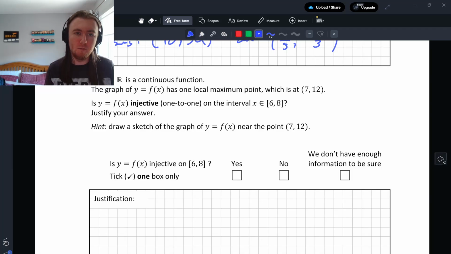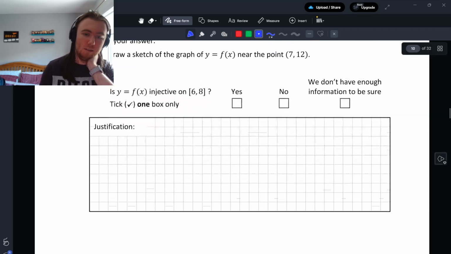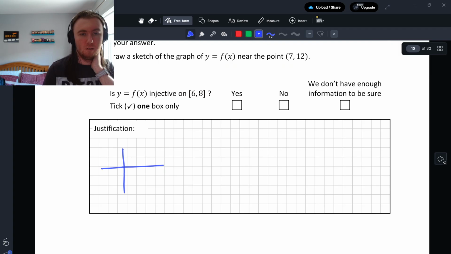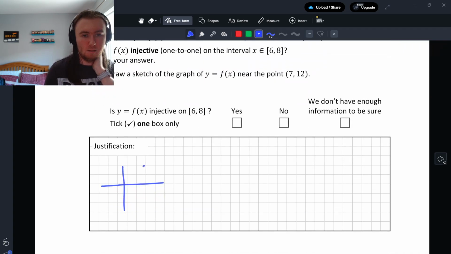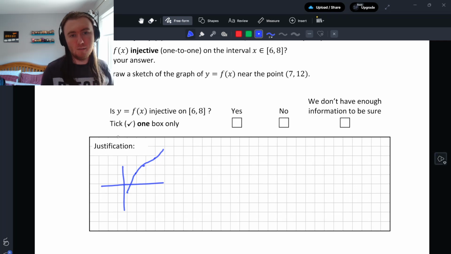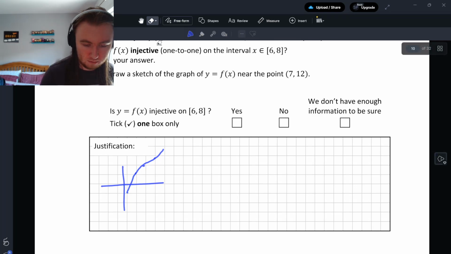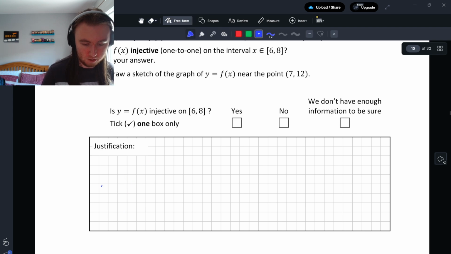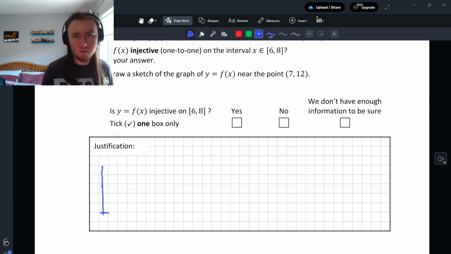Okay, f going from real to real is continuous, cool. The graph of f has one local maximum point, which is at (7, 12). Is f injective, one to one, on the interval x equal to 6 to 8? Well, if we have a cubic, for example, then at (7, 12), it could go from 6 to 8 and then up here. Right, and then in that case, well, that's a point of inflection, but if you have a sort of turning point there, well, let me just try to redraw that.